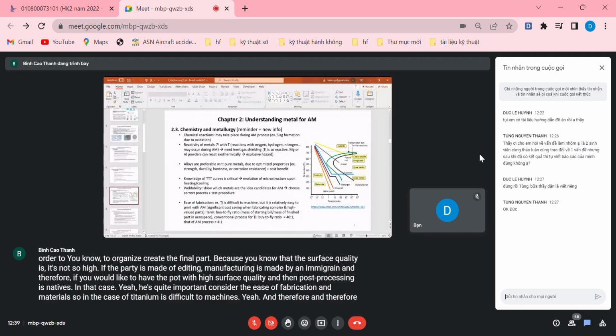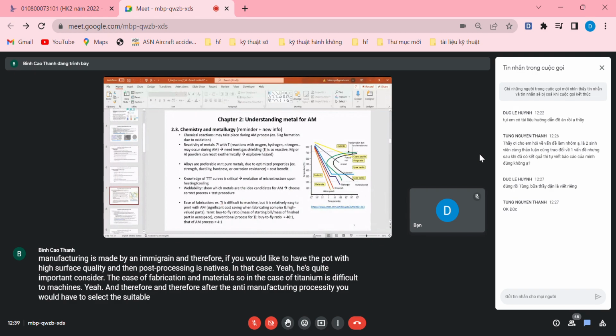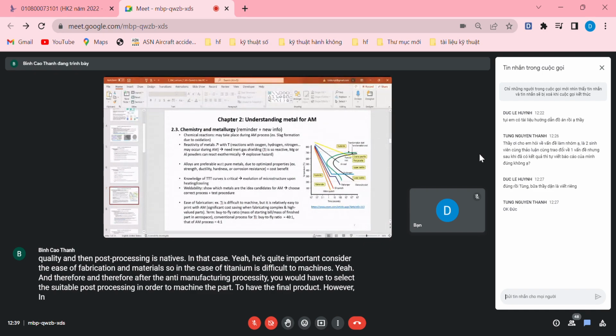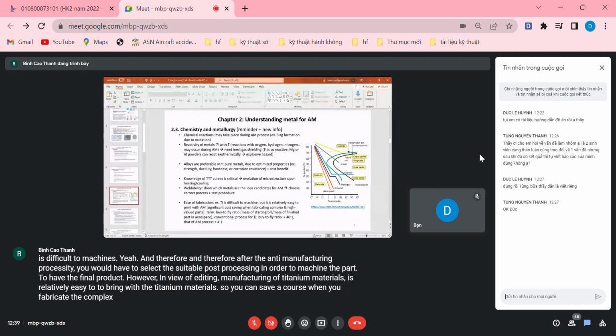And therefore after the additive manufacturing process, you would have to select a suitable post processing in order to machine the part to have the final product. However, in view of additive manufacturing of titanium materials, it is relatively easy to print with titanium. So you can save costs when you fabricate complex and high value parts from titanium materials.